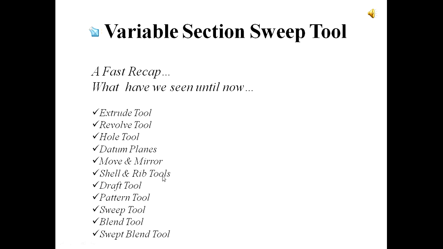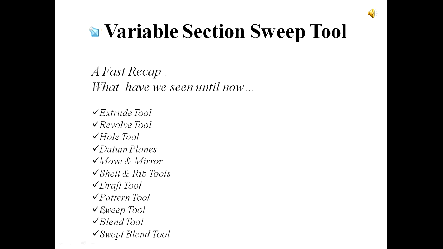Shell and rib, which are again secondary features because shell can remove material from an existing solid and rib can add material only on existing solids, so they are secondary features. Draft tool, which can be executed on existing faces, so it's a treatment feature. Pattern tool, which is again a secondary feature.